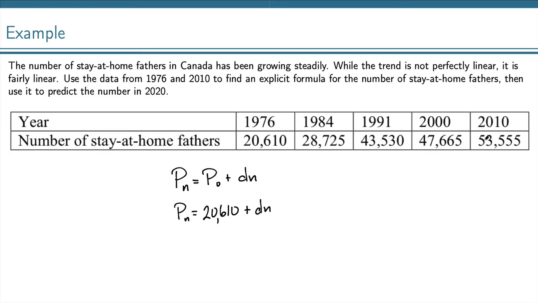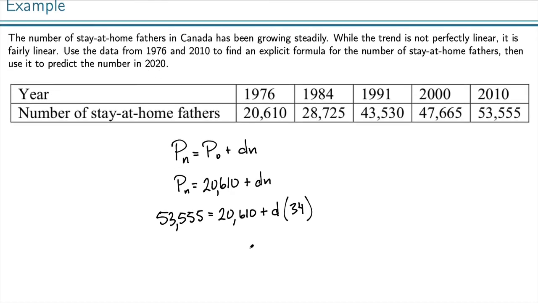The year 2010 is 34 years after this. So when n is 34, P sub n is 53,555. We plug that in: 53,555 equals 20,610 plus D times the number of years, which was, again, 34. And now we solve for D.